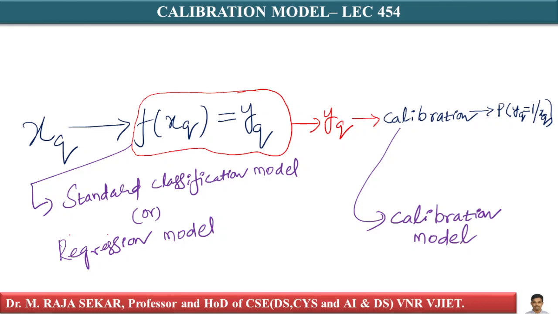Train a model f on all of your data, and given a query point, what does this main model return? Your main model returns yq, isn't it? But what I need to predict is probability of yq equal to 1 given xq. That's what I want to predict. That's what calibration helps me to achieve through a bunch of very neat mathematical tasks.